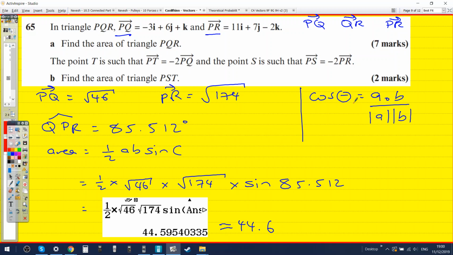Okay, let's see. And then the point T, that's a bunch of malarkey. We've done enough. Point T, P to T is that, and the point S. Okay, so find that area. Oh, it's a 2 marker. P to T, I'll leave that one.